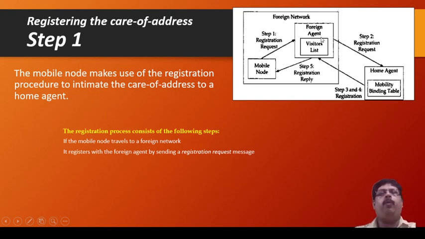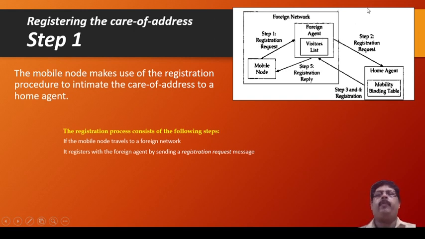Also we will discuss exactly what is the use of this Care-of address, we have to understand that. So it is given in the first definition. The mobile node makes use of the registration procedure to intimate the Care-of address to the home agent.